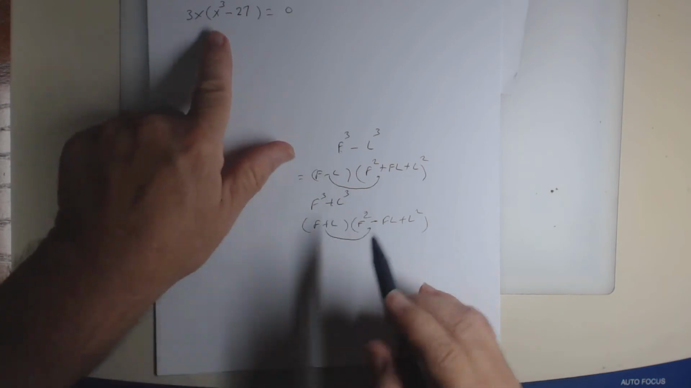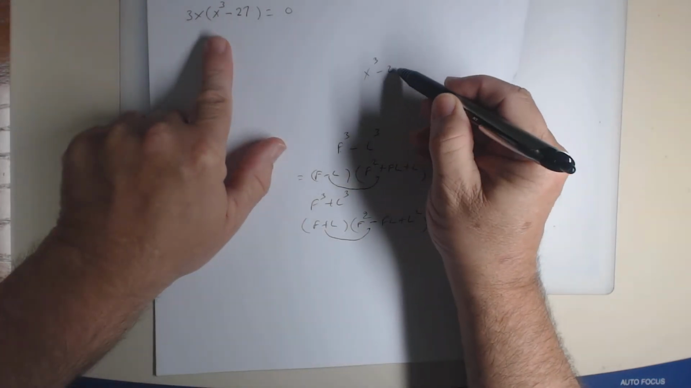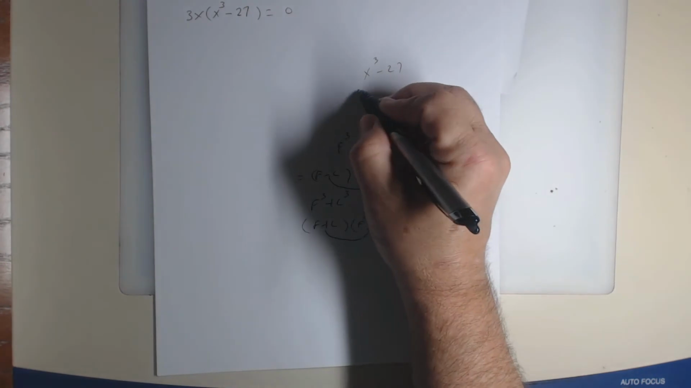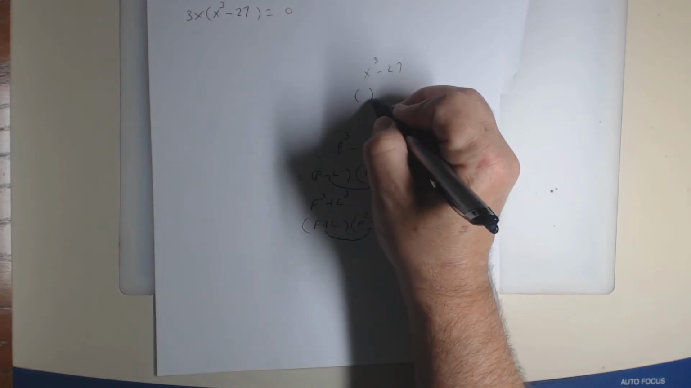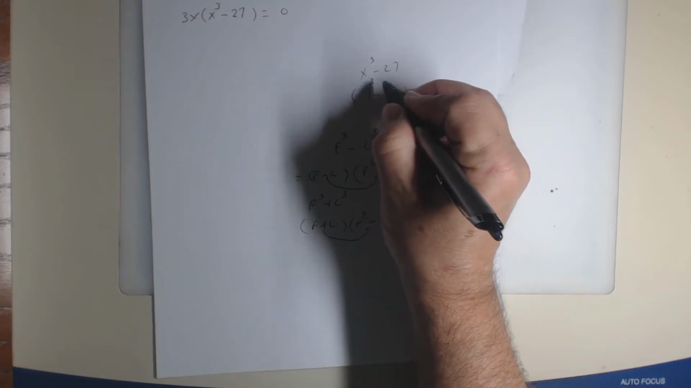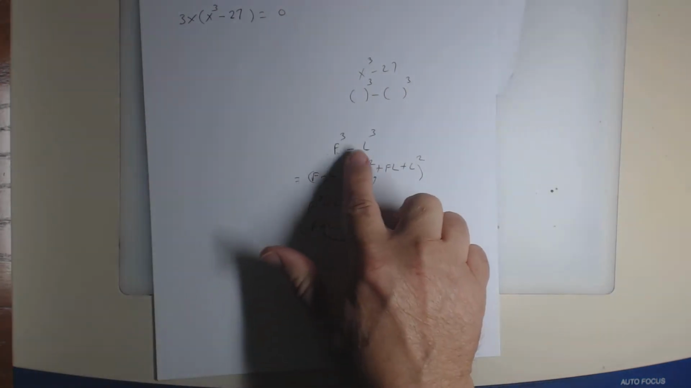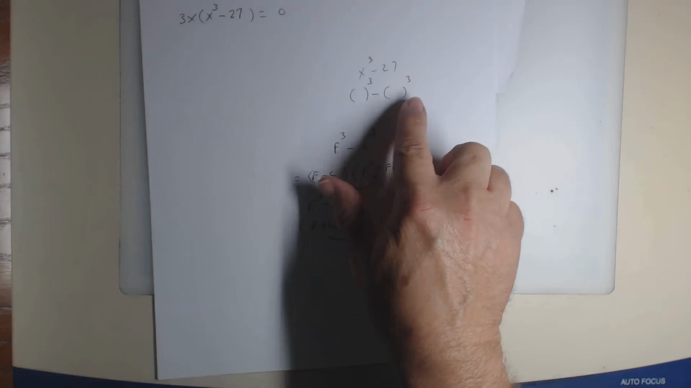All right, now, x cubed minus 27. I know it's the difference of two cubes. Remember when we talked about factoring the difference of two cubes, you asked yourself, if it is a difference of two cubes, then I can rewrite this as something cubed minus something cubed. I can fill in these parentheses. It kind of looks like this. I can fill in these parentheses.